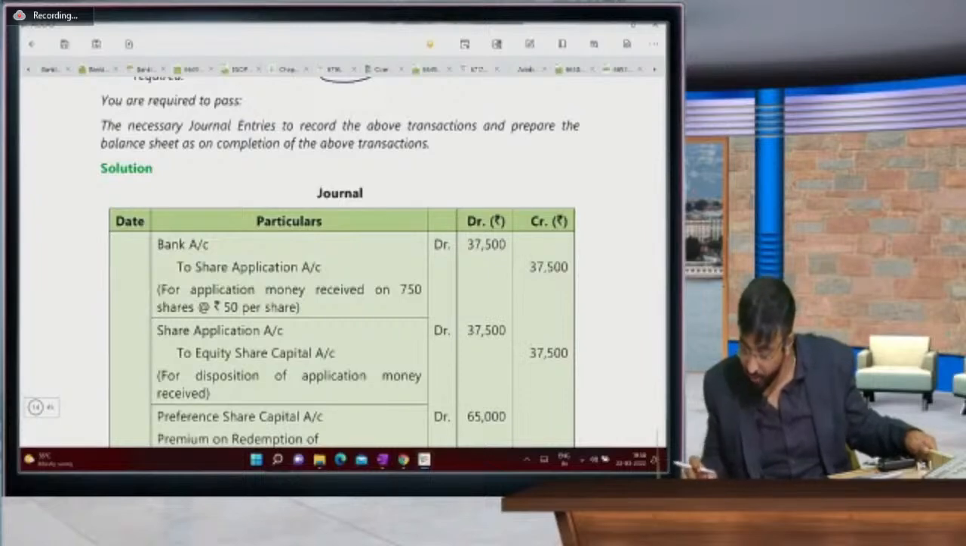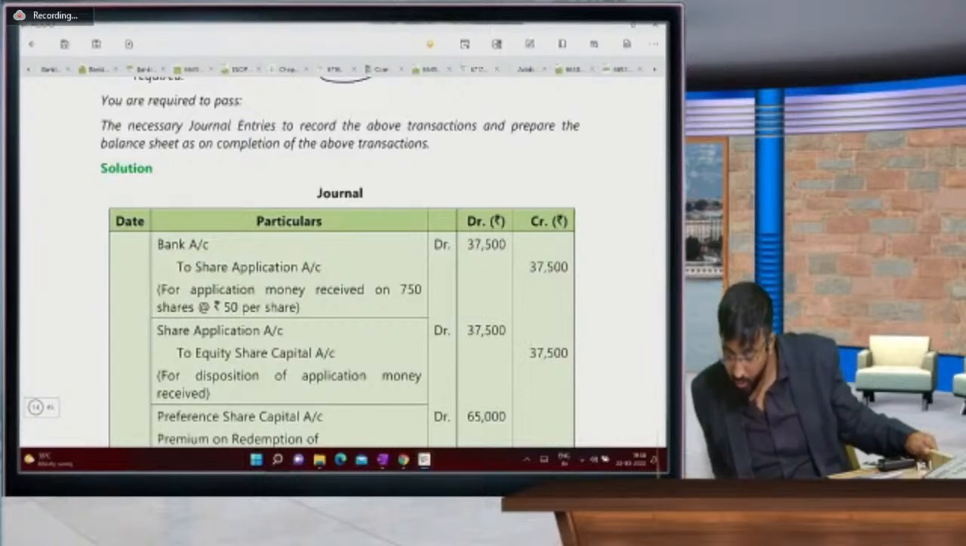Journal entries in order, not required, beta. Authorized capital, beta, no need to write here.